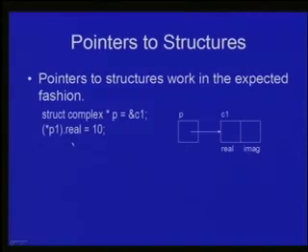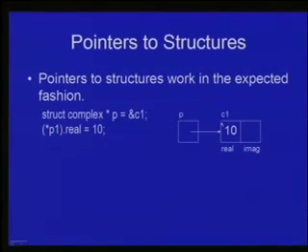So in terms of a picture, this is what is really happening here. The variable C1 is a structure with a real part and an imaginary part, and the variable P is a pointer which points to the structure C1, and so star P will represent this structure, and therefore star P dot real will represent this field of the structure, and that is getting assigned the value 10.